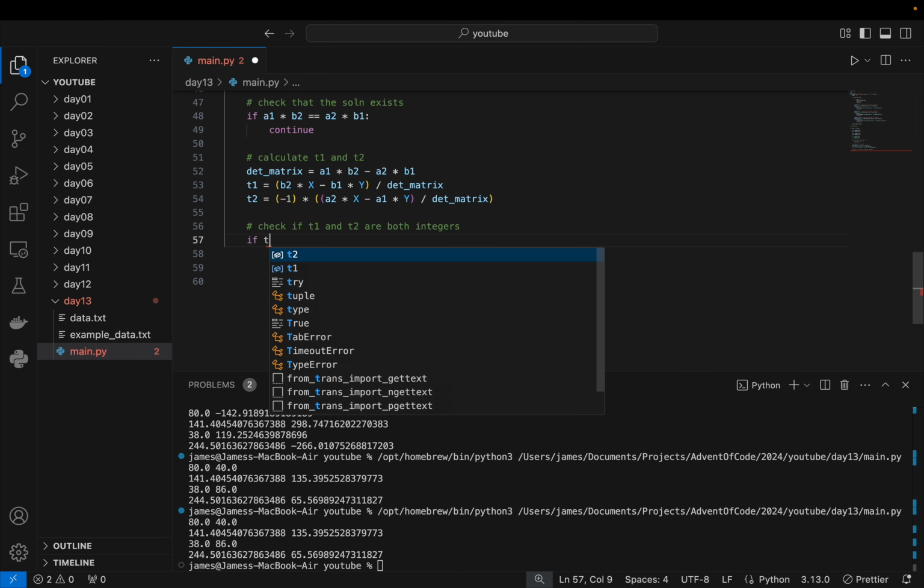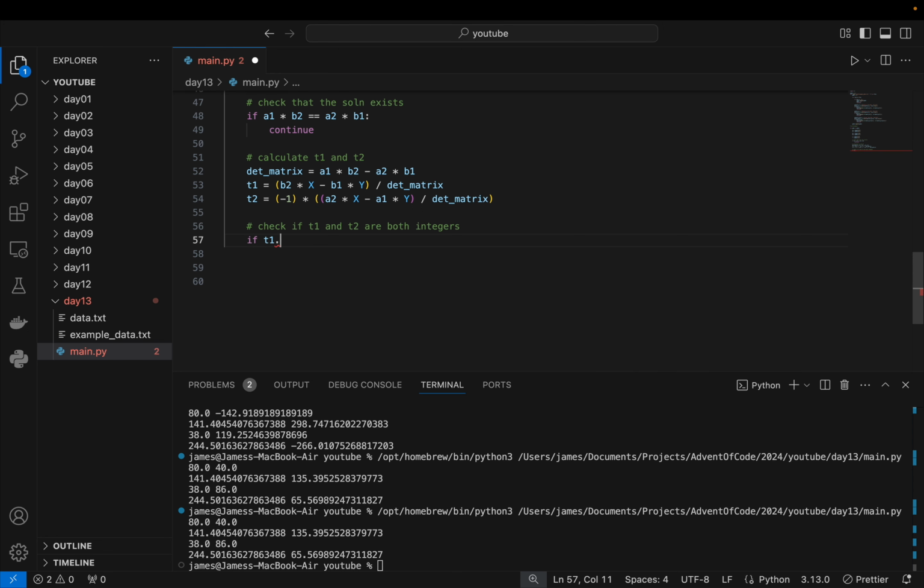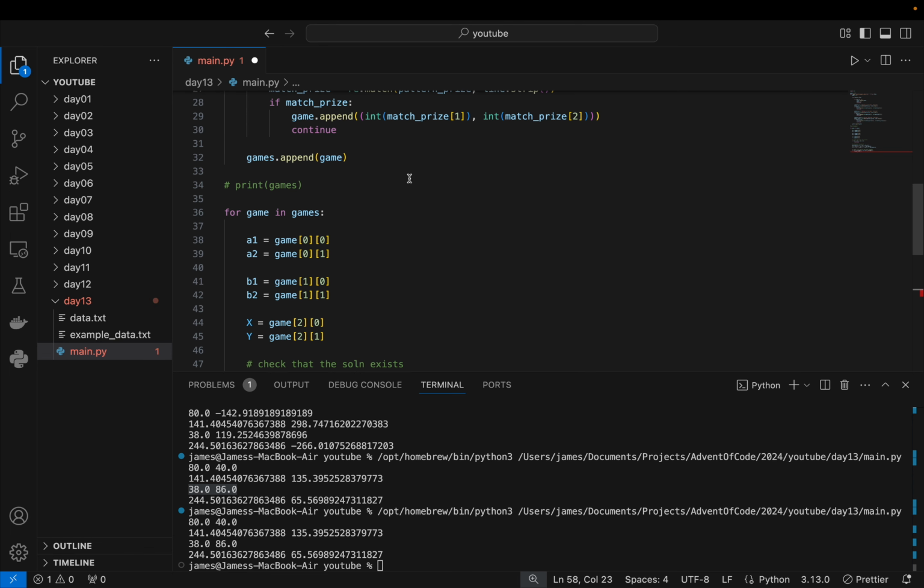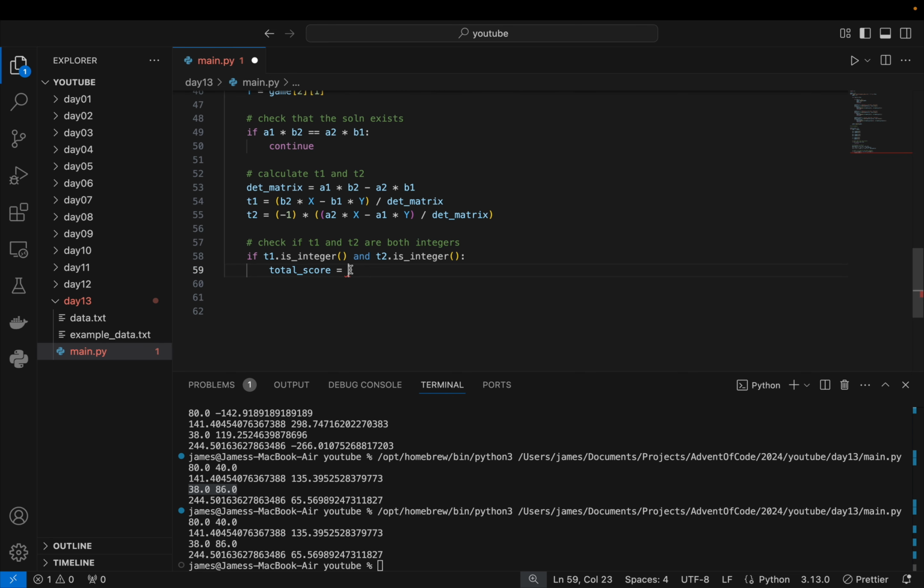We can say if t1 is underscore integer, and t2 is an integer as well, so that's this case and this case, well, then we can go ahead and add to a total score, which we're going to make up here. And the total score is going to go up by 3 times, so I'm going to add to it 3 times t1, and then it's going to go up by t2.